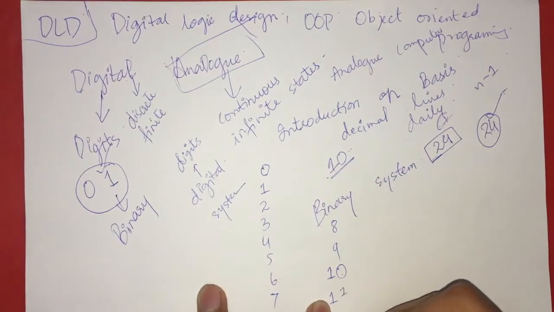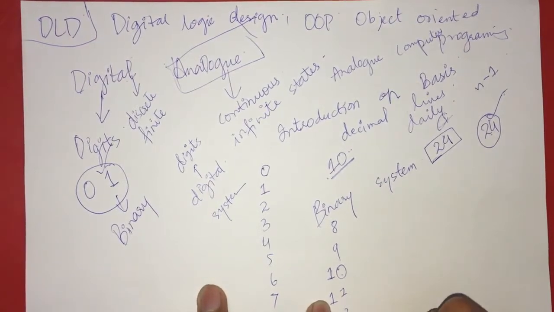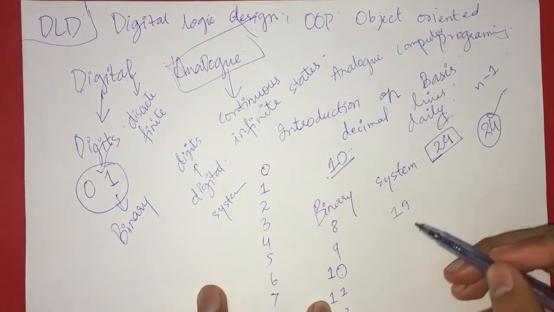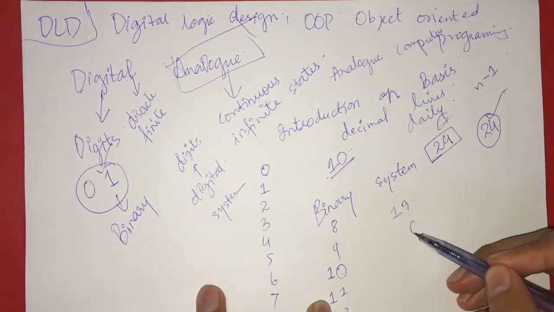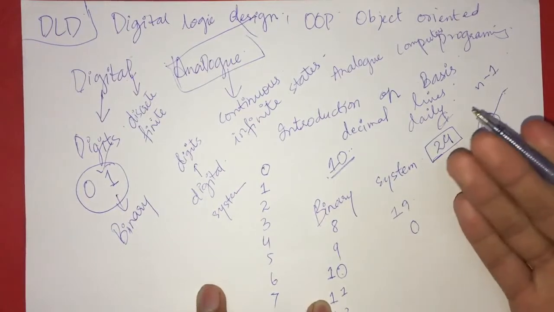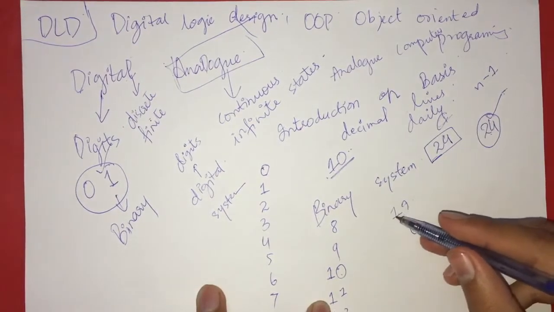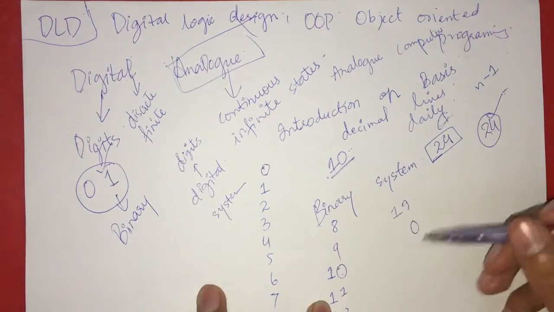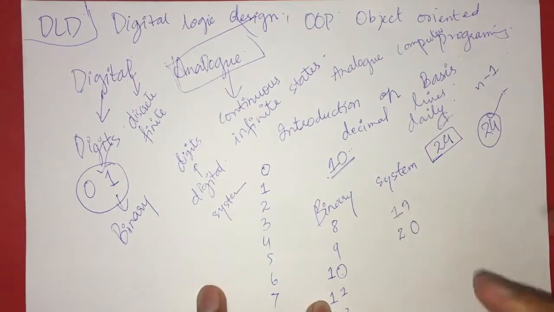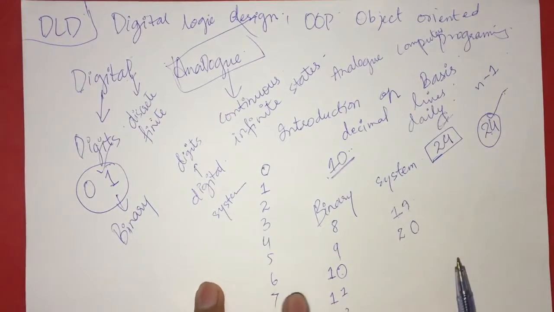So 11, 12, 13, and so on, and once you reach 19, you put 0 here and you increment the left digit. So you start counting from the beginning again, and you put 2 instead of 1, because you incremented this one, and it goes on. This is how the decimal system works.